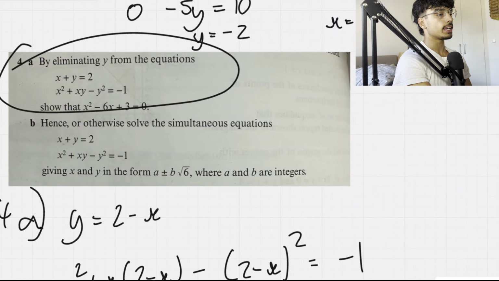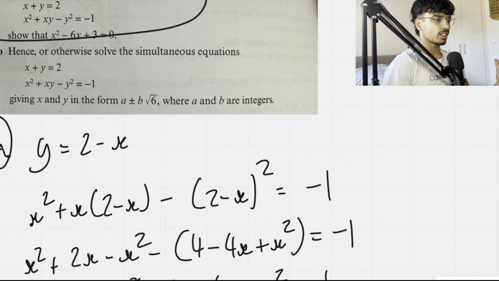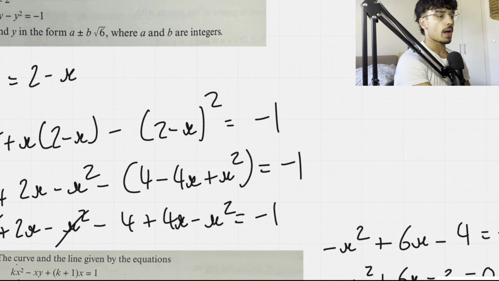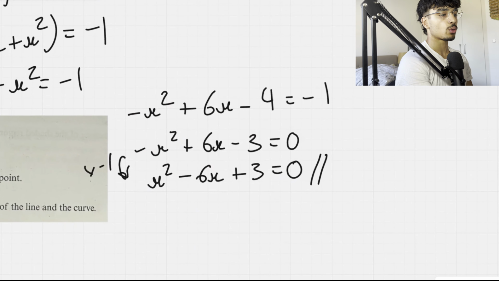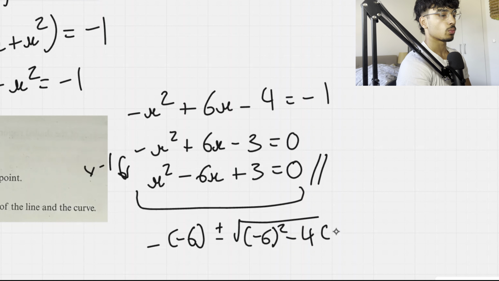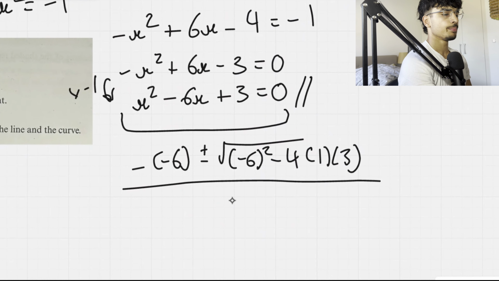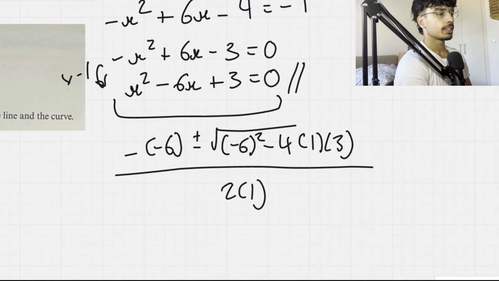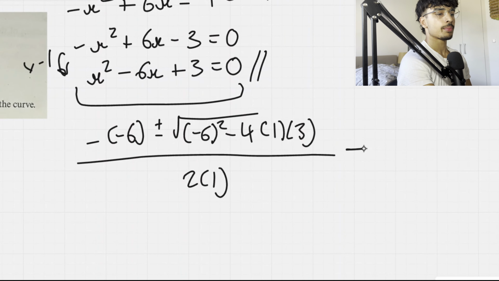Okay, now we need to show that x and y are given in the form a plus or minus b root c, where a and b are integers. So obviously we need to use the quadratic formula to solve this. So we do negative b, so negative brackets negative 6 plus or minus the square root of b squared, negative 6 squared, minus 4ac, so 4 times 1 times 3, all over 2 times 1. Okay, now this is the value for x. Okay, and if you put that in your calculator, you get 3 plus or minus root 6.